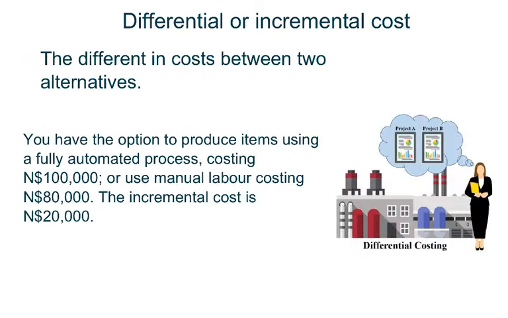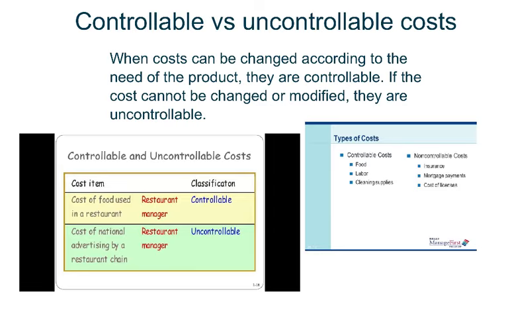Your differential or incremental cost is the difference in costs between two alternatives. Okay, so just to give you an example, if you opt to produce items, now you have two options. You can either use a fully automated process, which will cost you 100, or you can use manual labor, and that will cost you 80. So the incremental or the differential cost is then the difference, which is 20,000.